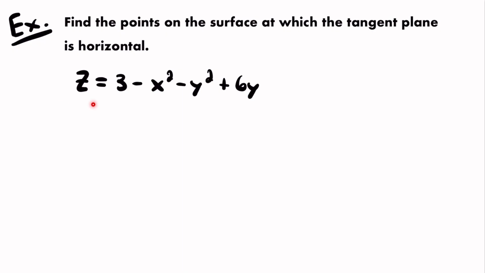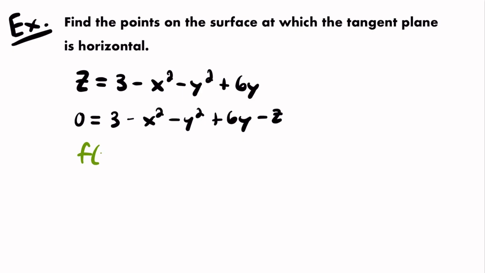Our first step is to get this surface equation in the right form. Specifically, we want all the variable terms on one side of the equation. So let's subtract z from both sides. And so we'll have 0 is equal to 3 minus x squared minus y squared plus 6y minus z. And so that means our multivariable function, f of x, y, z, is equal to 3 minus x squared minus y squared plus 6y minus z.